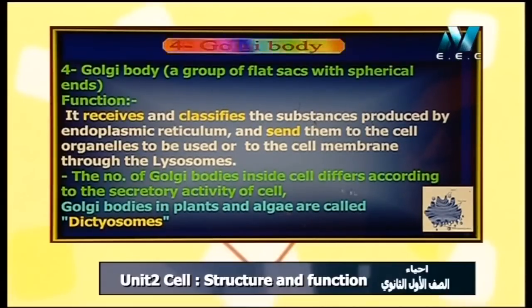The number of Golgi bodies inside the cell differs according to the secretory activities of the cell. Golgi bodies in the animal cells are called Golgi bodies, but in plant cells they are called dictyosomes.